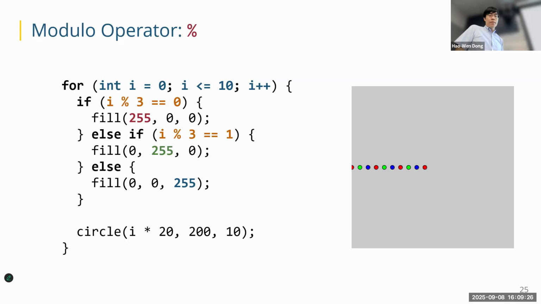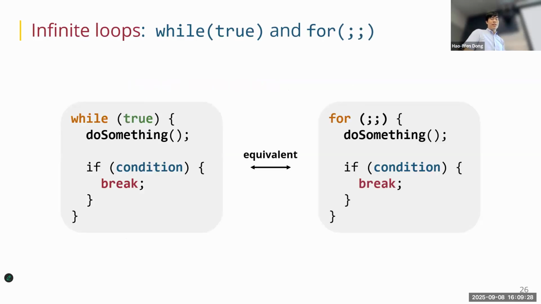Cool. Now jump back to the topic of infinite loops. Some people would write for loop in this way. For, and then there are just two semicolons. This is legit. This is a valid syntax. So that basically means do nothing, and do nothing for the for loop.